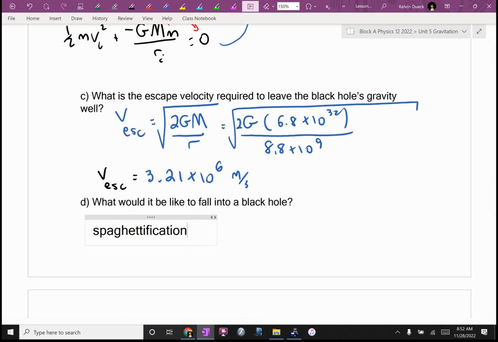Spaghettification is what we call it when your body gets squeezed, when the molecules get squeezed from all sides and also get pulled into chunks. You can kind of imagine a subatomic spaghetti noodle, except nothing would be connected. They would all be just individual particles.